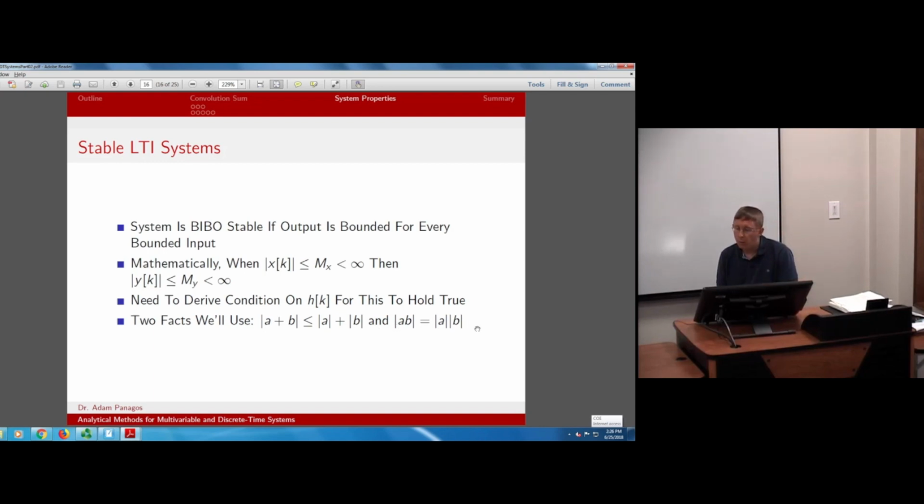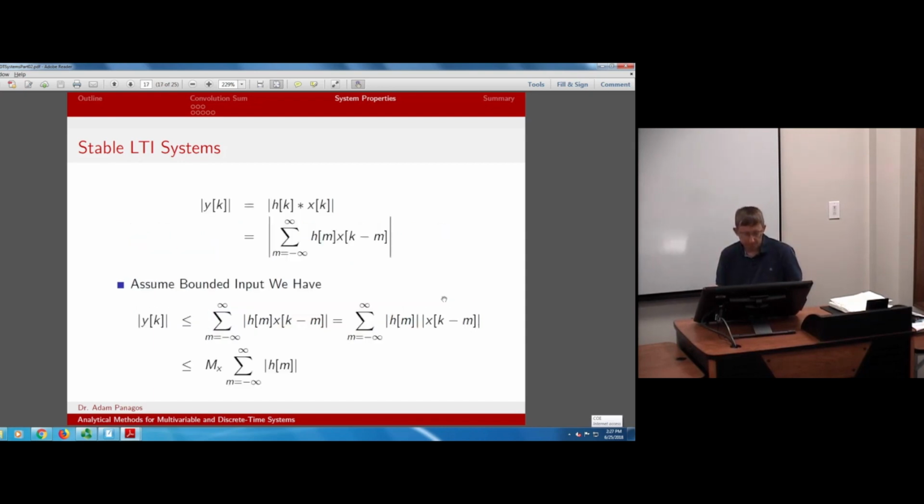And then this one, which should just be kind of obvious, right? The magnitude of a product is a product of magnitudes. Okay. 2 times negative 4 is negative 8. Magnitude of that is 8. Magnitude of 2 is 2. Magnitude of negative 4 is 4. 2 times 4 is 8. So yeah, the magnitude of a product is a product of magnitudes. What we're going to do is try to find some criteria on the impulse response.